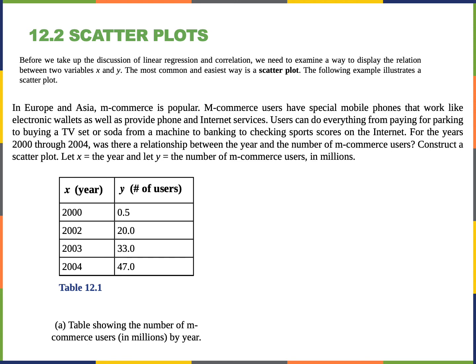So here we have the data. Of course, this is statistics. We're all about data. So X represents the year. So we have 2000, 2002, 2003, 2004. And let Y equal the number of m-commerce users in millions. So in the year 2000, there was 500,000. In 2002, there was 20 million. 2003, 33 million. 2004, there was 47 million. So here's the table.